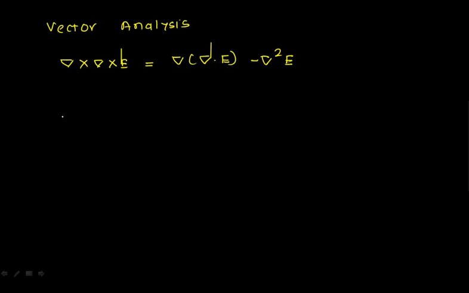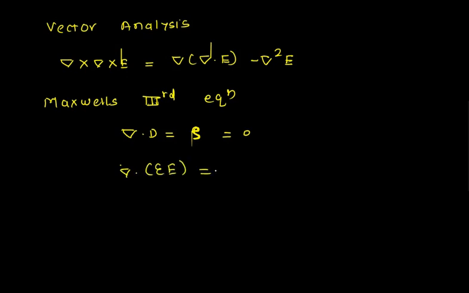Now, according to Maxwell's third equation, del dot D is equal to rho. Here I'm considering that my transmission medium is lossless or free space, so I have rho equal to 0. So I can say this del dot epsilon E is equal to 0. So I can take this epsilon out: del dot E is equal to 0.